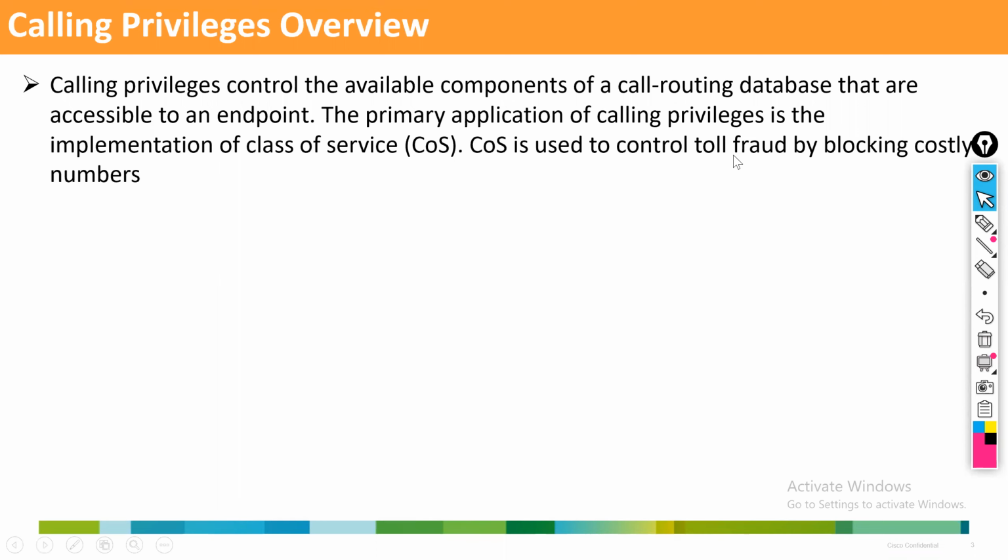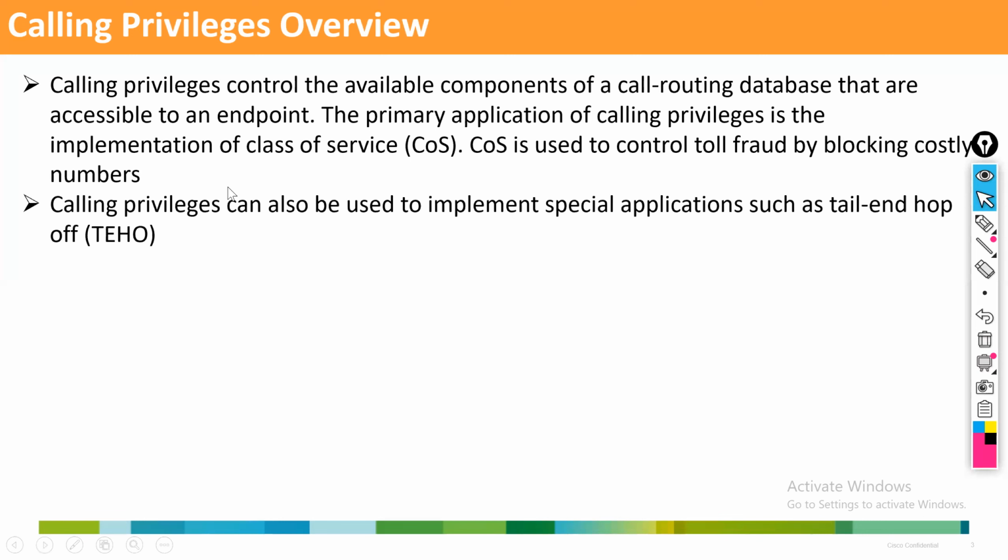Class of service is used to control toll fraud by blocking costly numbers. Costly numbers means international numbers. Say you are a normal user and I want to give permission only to make local and emergency calls, so I don't want to give permission to make international calls. That is how we can provide different permissions on what type of number the user can dial, configured using calling privileges. Calling privileges can also be used to implement special applications such as THO, tail-end hop-off.